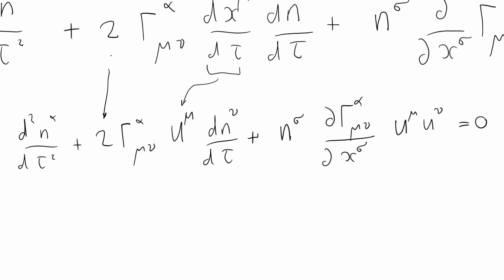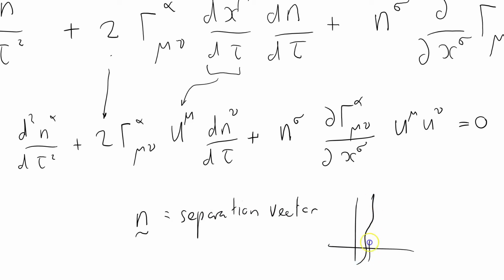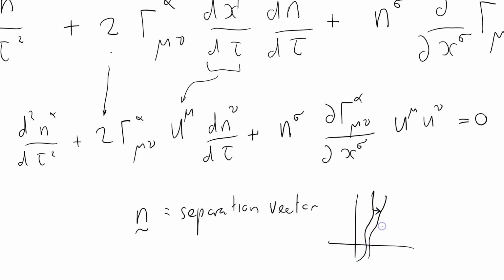So what this is doing is giving me a differential equation for n, the separation vector between my two world lines of my two closely separated particles, as a function of proper time tau. The difficult part was accounting for the fact that the curvature of space is different from point to point, so we had to use a Taylor expansion for the Christoffel symbol. But we've got this rather nice equation here, which I'm going to play with in the next screencast. So I'm going to stop there.